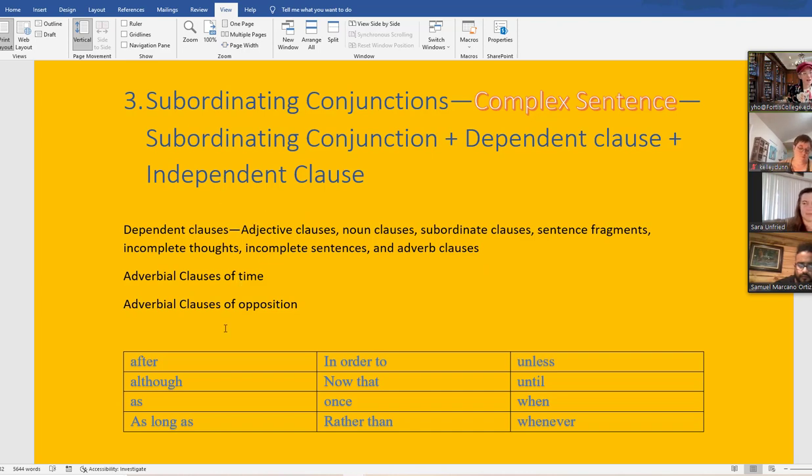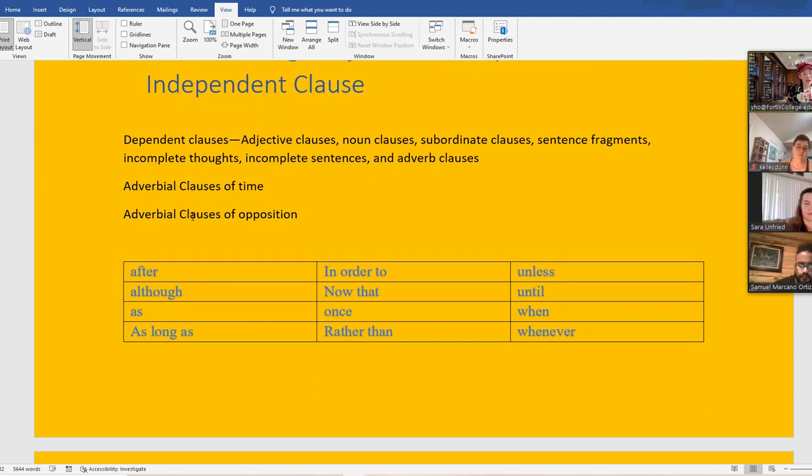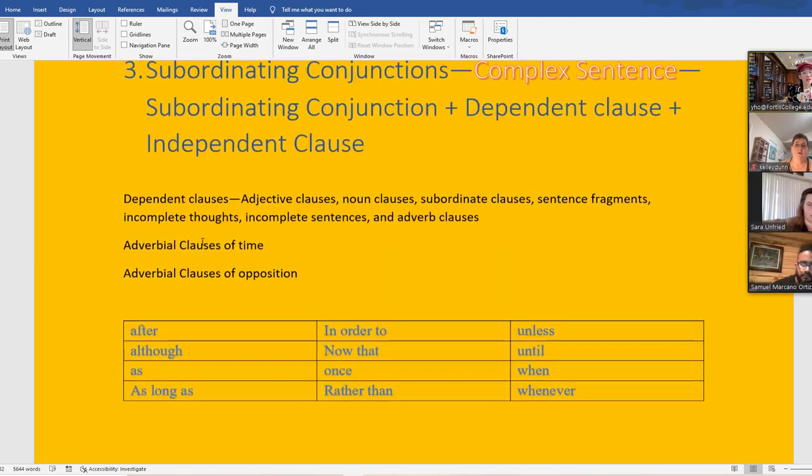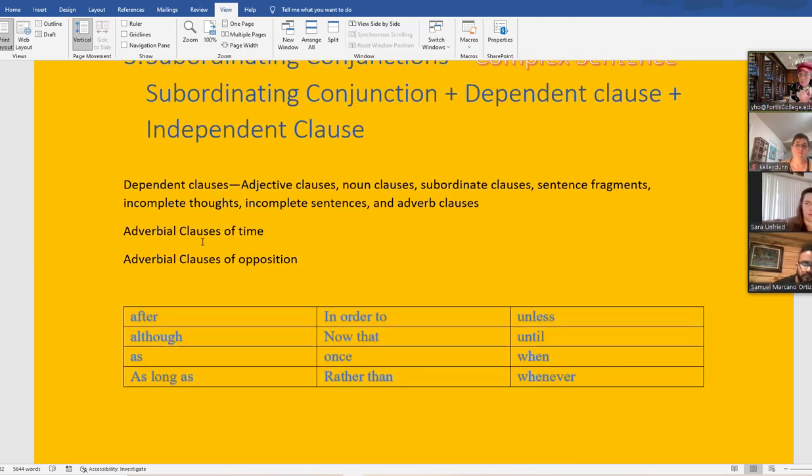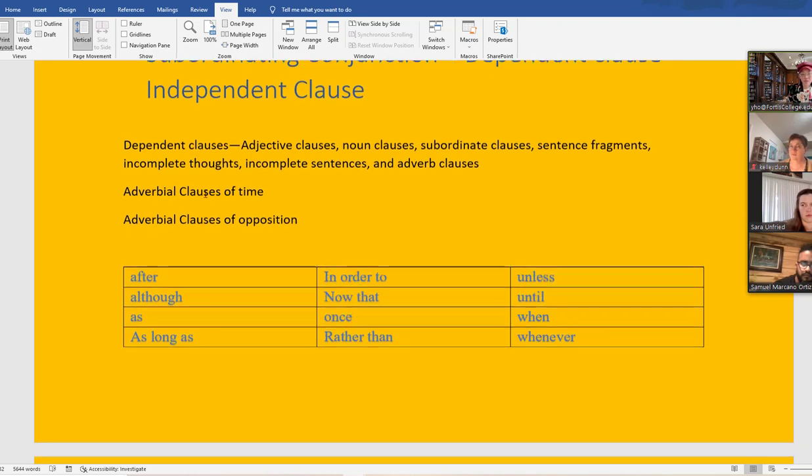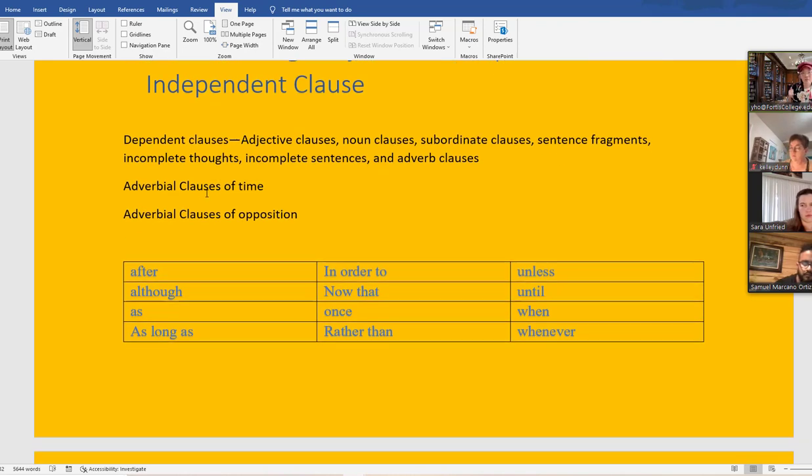You can have adverb clauses of time and adverbial clauses of opposition. When you have a dependent clause that shows time, that's an adverbial clause of time, like, after I take a shower, I put on my outfit. Although John is fat, Mary is thin is an adverbial clause of opposition because it shows different kinds of but. All of these are subordinating conjunctions that start a dependent clause.